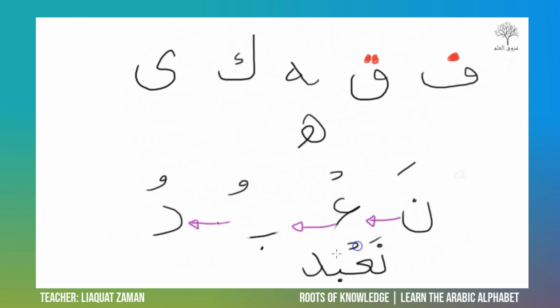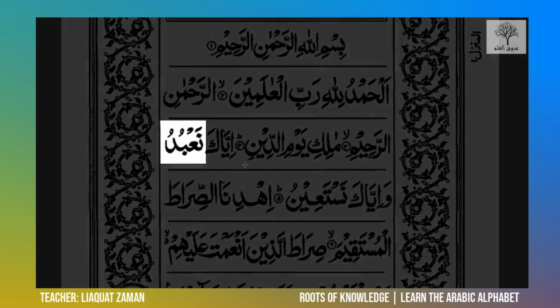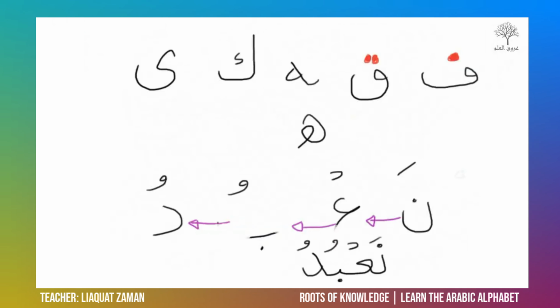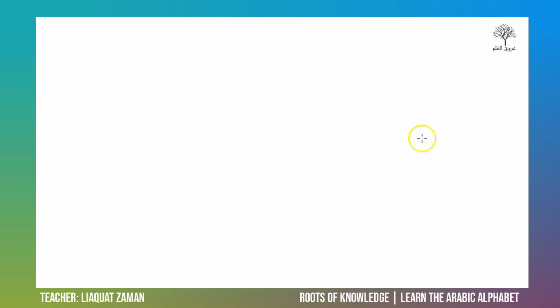Recognize the ain there. Na'budu. Now, if we actually look into the Quran as well, Surah Fatiha, we can find this word here. So, na'budu. Now, we've covered all the letters in the Arabic language.